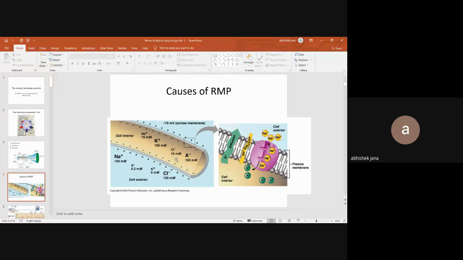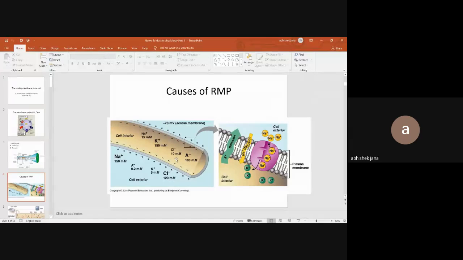Now, this resting membrane potential actually depends on the permeability of these ions across the membrane. The permeability of these ions, sodium, potassium, calcium, chloride, across the membrane is one important thing. As well as there are some pumping systems, which are also responsible for the maintenance of the resting membrane potential in these cases. Now, what are the mechanisms we need to see very carefully.